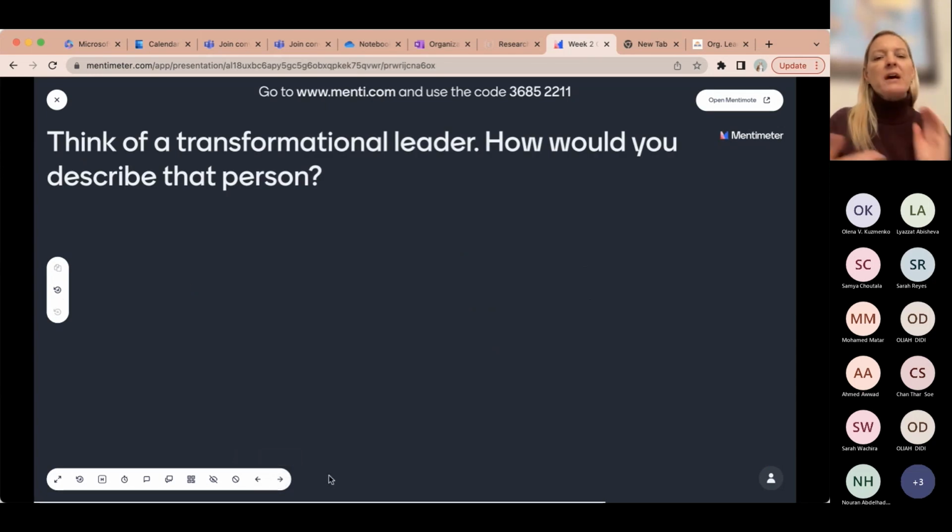Okay, so we talked about some examples of transformational leaders, and I also gave you a few of the keywords, but there's a lot more to it. So this should give you an opportunity to offer your descriptions of a transformational leader that you've experienced. So how would you describe that person?